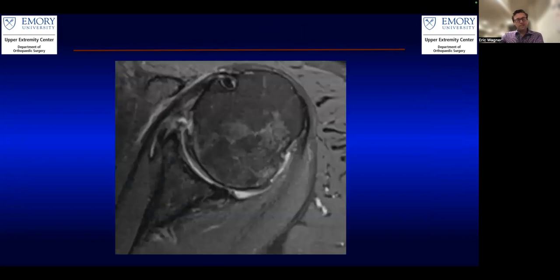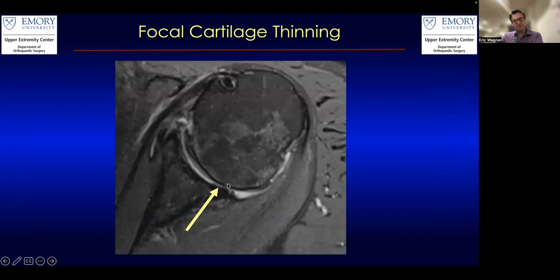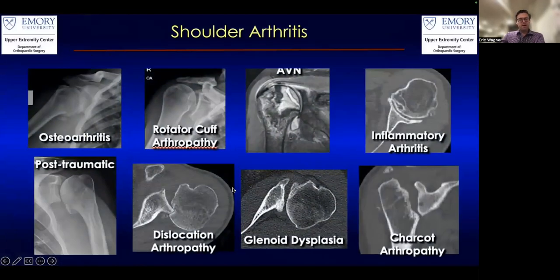Here's some shoulder arthritis examples. This is a patient where you can see some thinning of the cartilage here. So this gray here is nice, thick cartilage. You can see how that gray disappears here. You can see this black part, the subchondral bone, is also starting to get sort of hypertrophic a little bit. And these are all the different causes of arthritis.